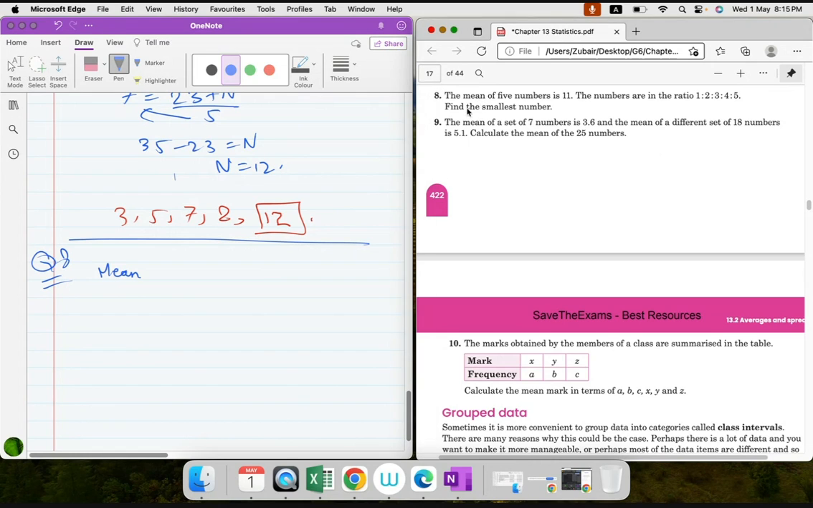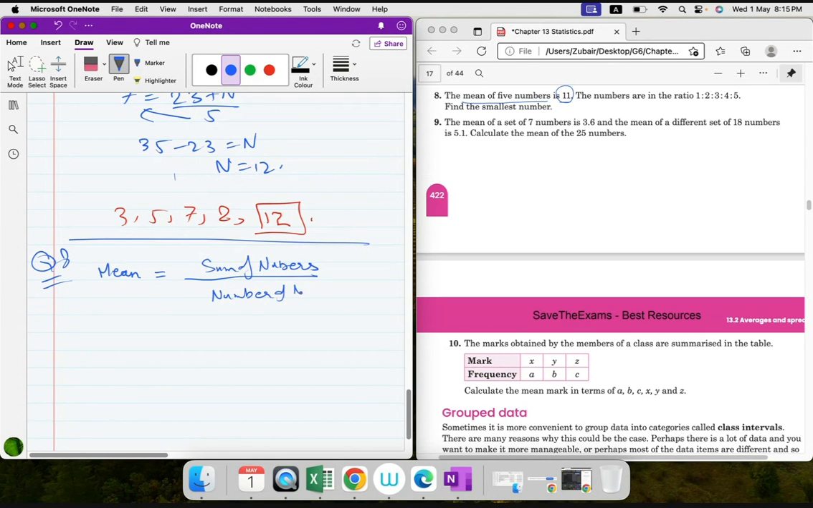Okay, I'll explain. It says the mean of 5 numbers is 11. So we know that we will be adding the 5 numbers, so it will be 55 over the number of numbers. That is, we are going to plug in the given data. Mean is 11 and the number is 5. These are the two things which we are very sure of.